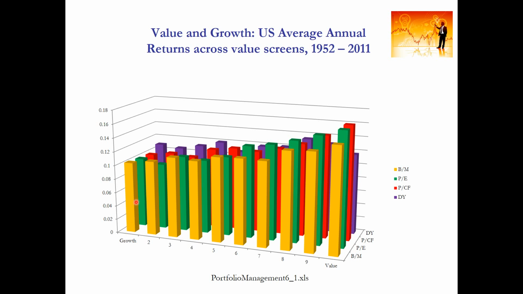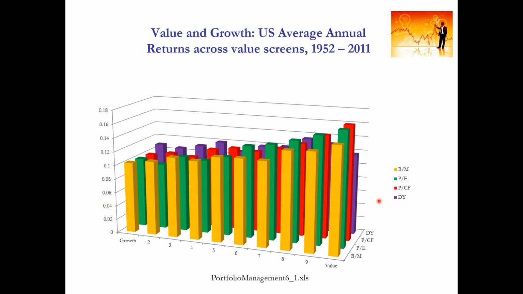And we can see that this annual average return increases monotonically from decile 1 to decile 10, and we can see that the value portfolio generates significantly higher return compared to growth. And this is particularly evident for book to market, P/E ratio, and also for price to cash flow ratio. However, the evidence for dividend yield is not that clear.